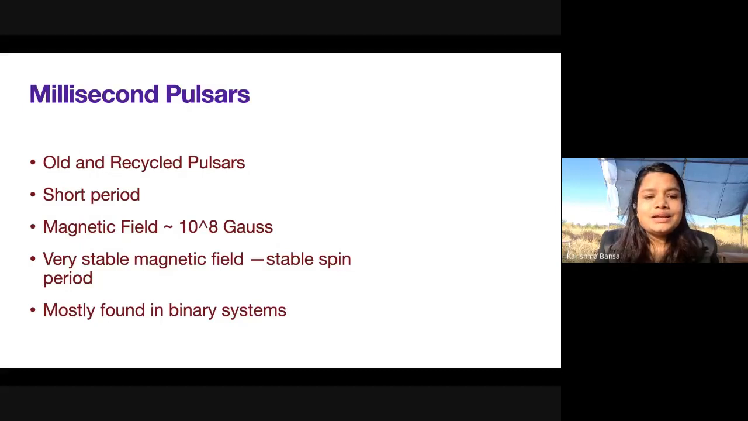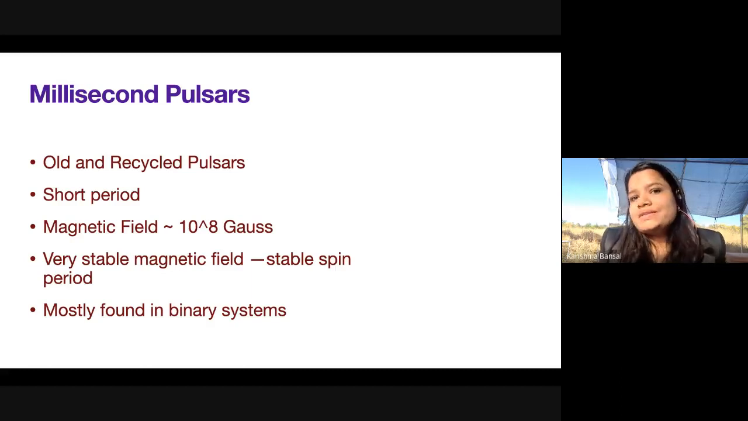Another thing that happens is that with the accretion of material from another star, the magnetic field also gets lower. So the period of millisecond pulsars decays very, very slowly. These are very stable in period, unlike other categories. That's why they play a very crucial role in something called the pulsar timing array, and I'll be talking about that in more detail.